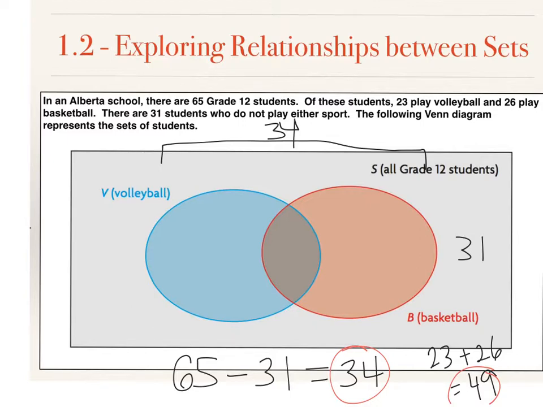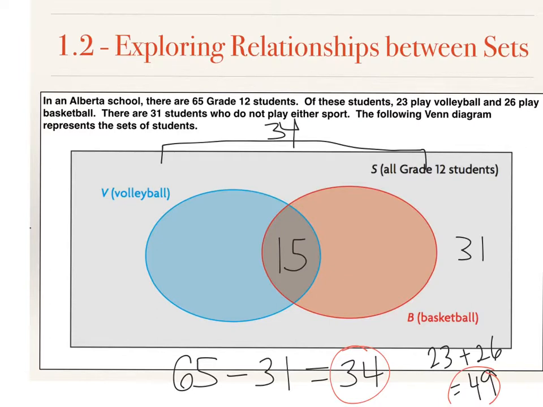There's 15 extra students that are kind of unaccounted for here. We wanted 34, there's 49. We're asking ourselves, how many extra are there? There's 15 too many. So if there's 15 too many, that 15 goes right here in the middle. That's what goes in the middle, how many extra there are.